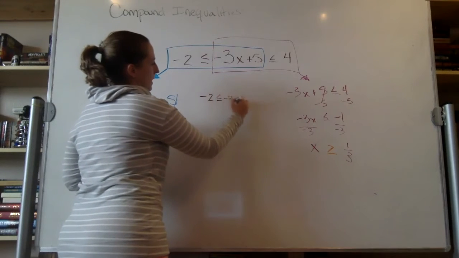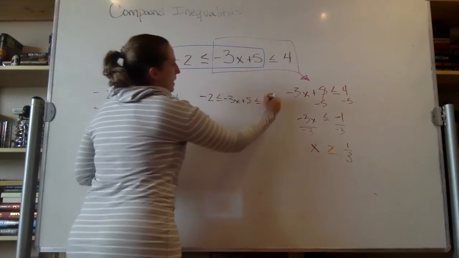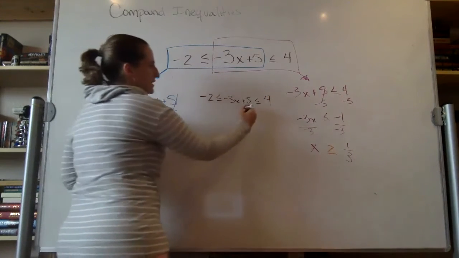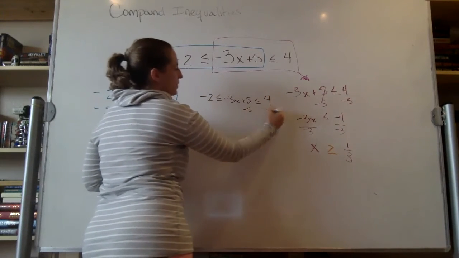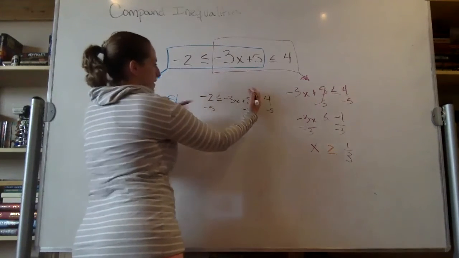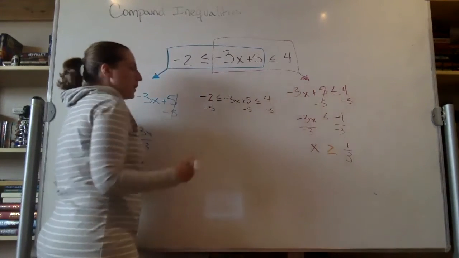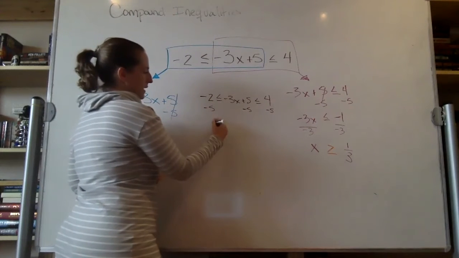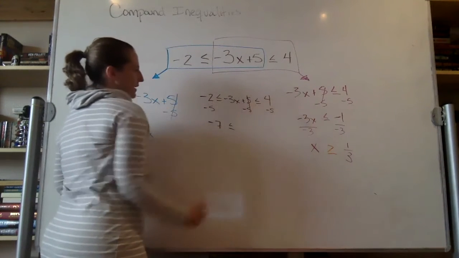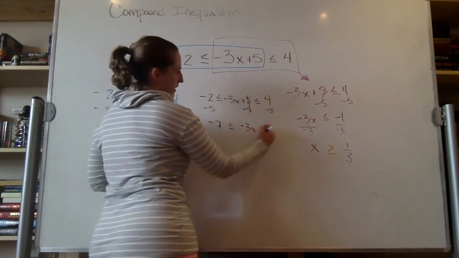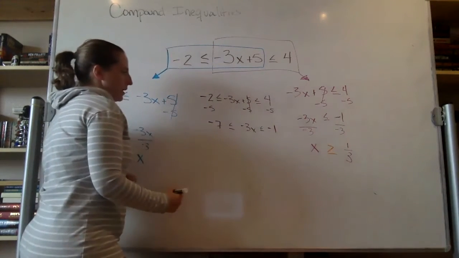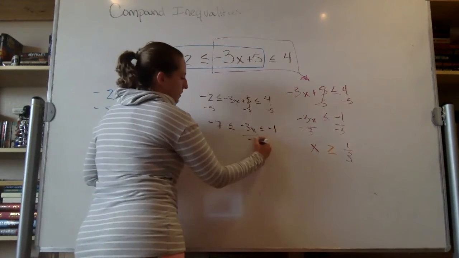-2 less than or equal to -3x plus 5. Well, I could have short-circuited these two things by subtracting 5 and just doing it in all three places. So I'm doing it here for this side, doing it here for this side. But look at what happens when I do that. -2 minus 5 is -7, less than or equal to, my 5 and -5 cancel, -3x, less than or equal to 4 minus 5, which is -1. Okay? And then I'm going to divide everything by -3.